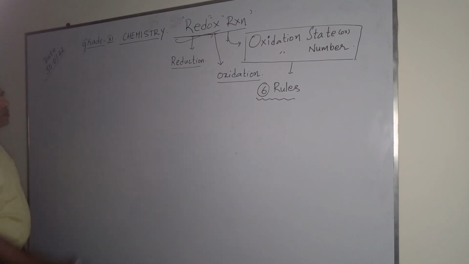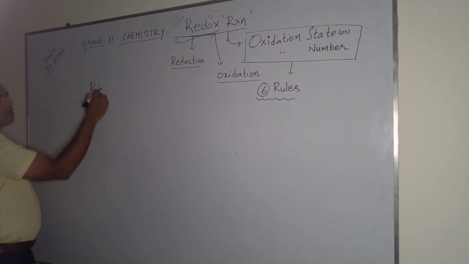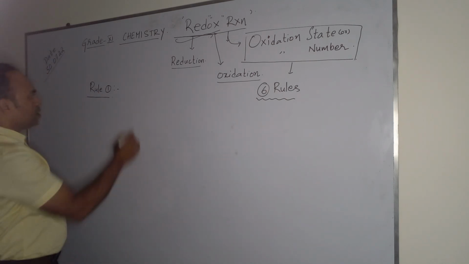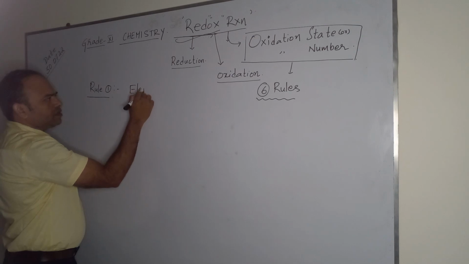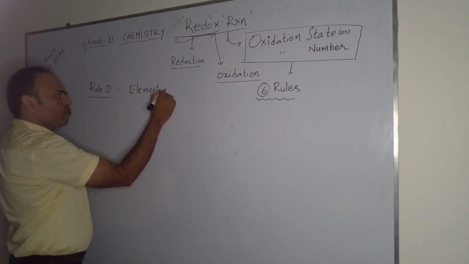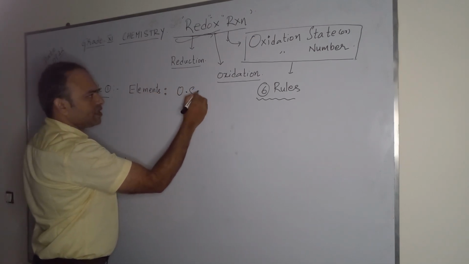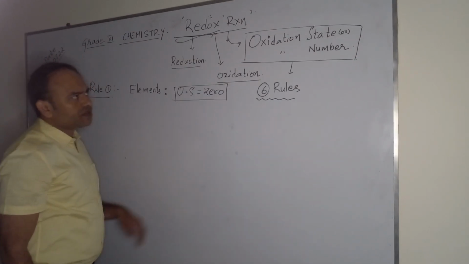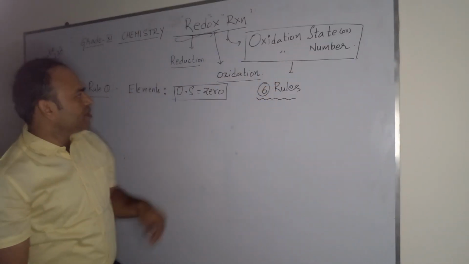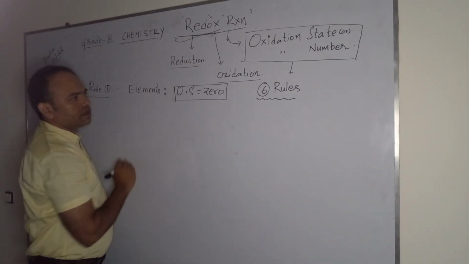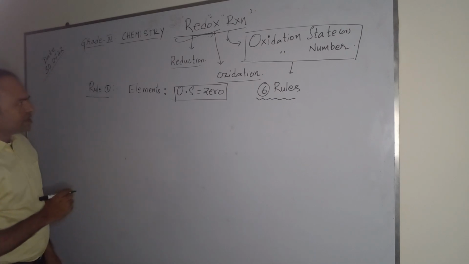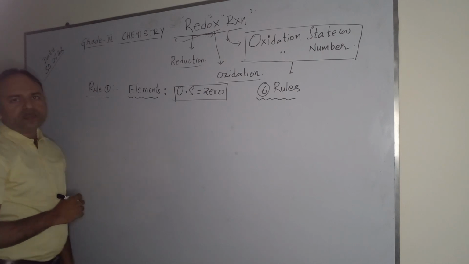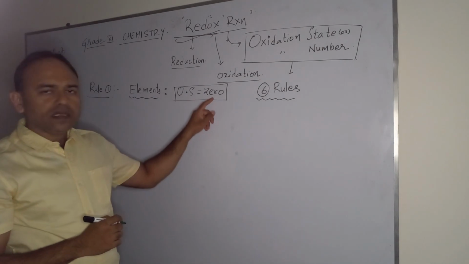Let me write rule number 1. According to rule number 1, all elements will have oxidation state as 0. From now onwards, I will represent oxidation state as O.S. What does the statement say? The statement says all the elements will have oxidation state 0.